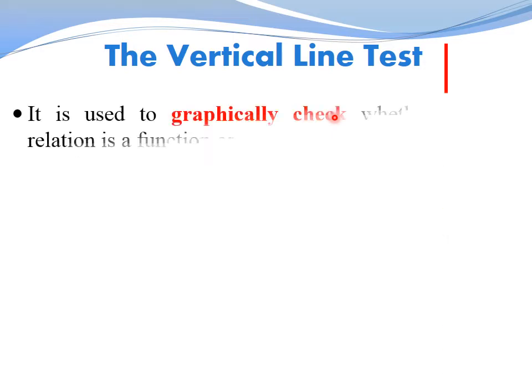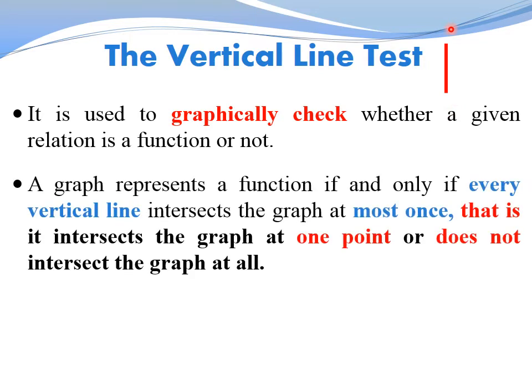The vertical line test is a graphical tool that can be used to check graphically whether a given relation is a function or not. And this is what we call a vertical line. It's a line that is parallel to the y-axis. The vertical line test says that a graph represents a function if and only if every vertical line of this form here that is drawn to the graph intersects this graph at most once. That is, it either intersects the graph at only one point or it does not intersect the graph at all.